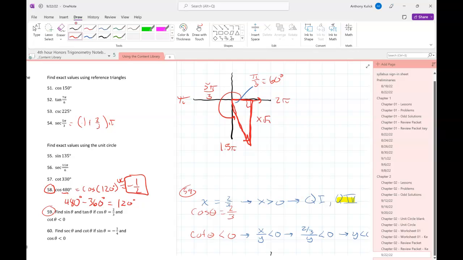This side is, we'll just call it -√3 because it's pointing down. That side is 1, that side is 2. And secant, I remember, is hypotenuse divided by adjacent. And I'm done. You're welcome.